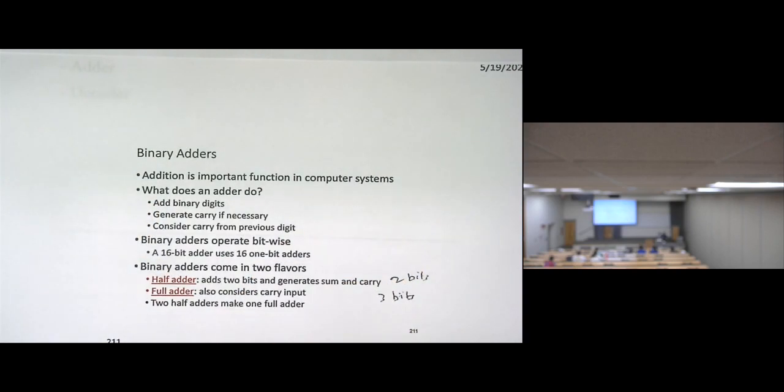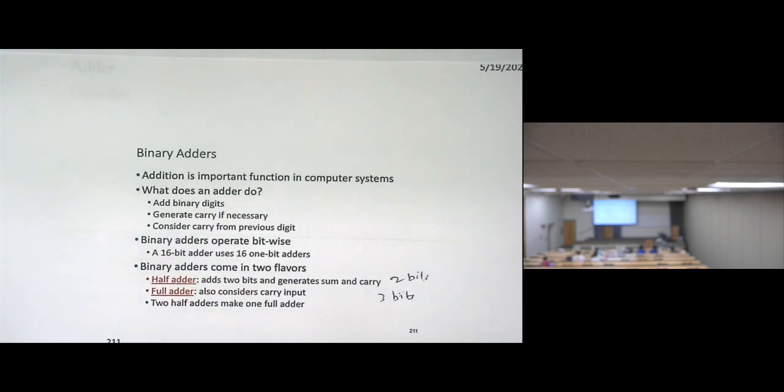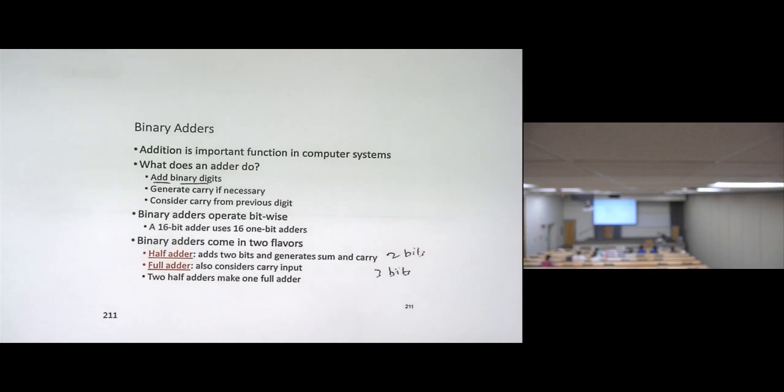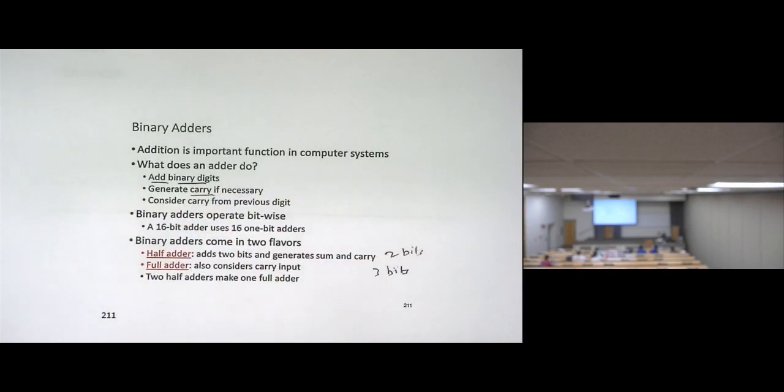Let's recall when we talked about the binary systems, addition, subtraction, two's complements and signed integers, etc. So how can I build a circuit to add some binaries? There is an IC called adders that does this addition, and we can use it for subtraction as well. Adders are very important in computer systems. We can add binary digits, and we can also generate a carry if necessary, because sometimes there will be carry bits.